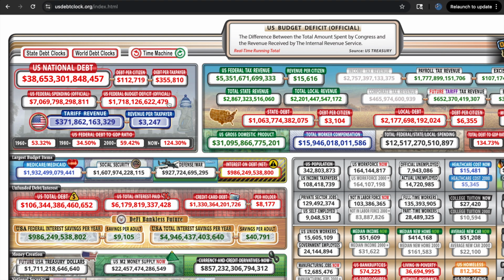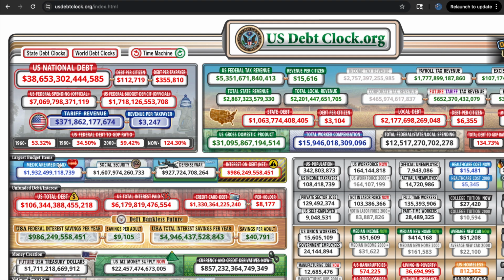Then there is the deficit. This is the federal spending minus the amount that they collect in taxes. If they collected more taxes than they did spend, this would actually be a surplus. And then below here are the largest budget items. This is what the government spends most of the tax money on.